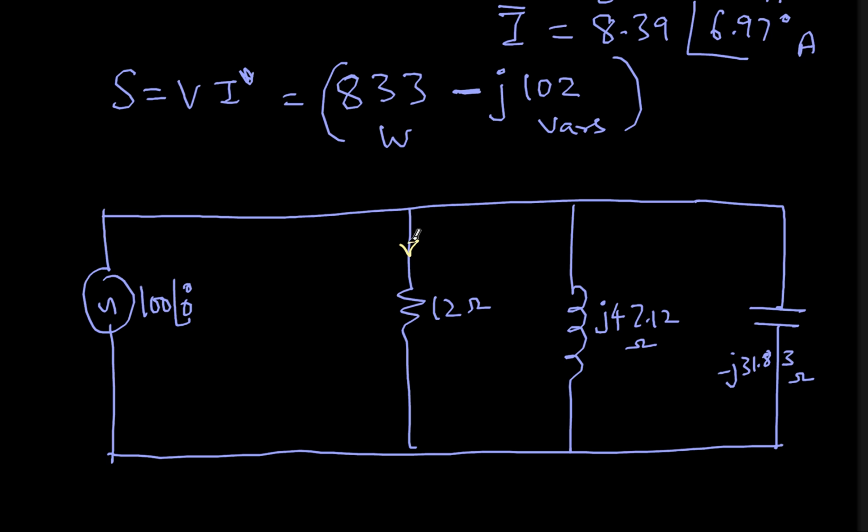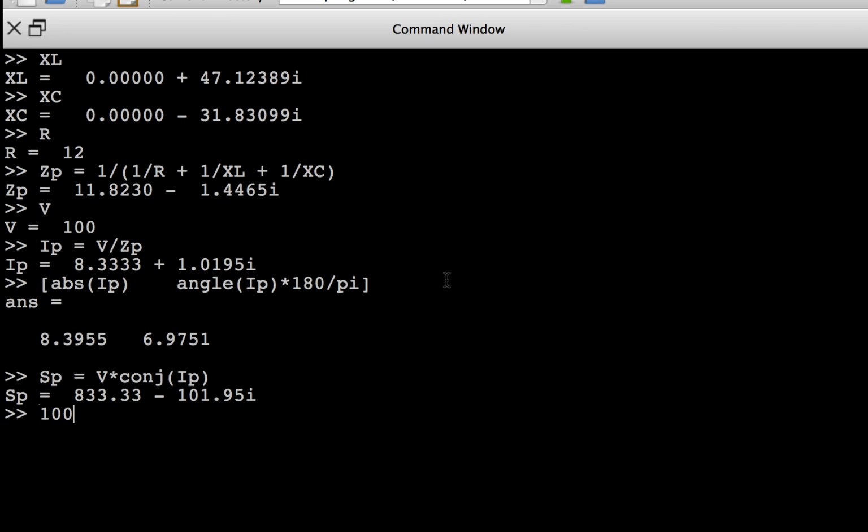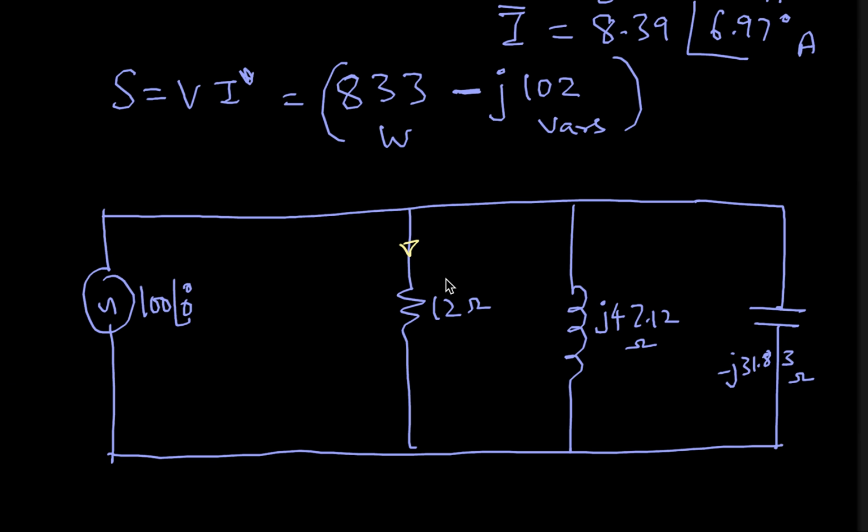Now, if I want to know the current here, this is a parallel branch, nothing to do with other branches, 100 by 12. So if I just divide 100 by 12, I get 8.33. So here 8.33 amperes of current is flowing, and the angle will be 0 degrees. This is I1. What about I2?